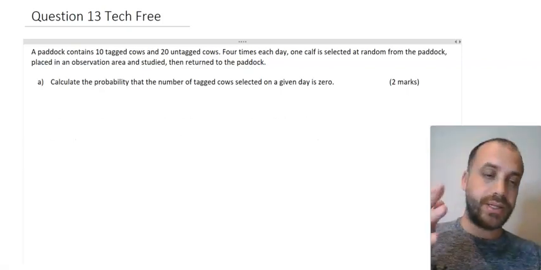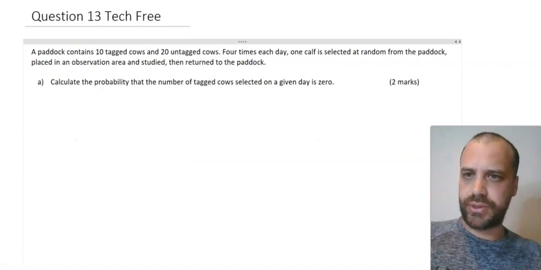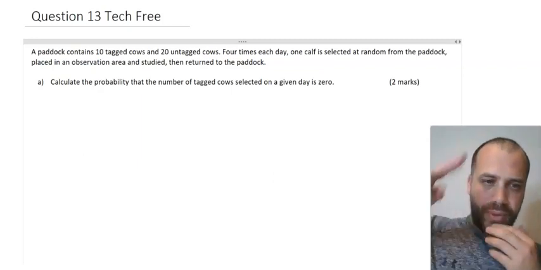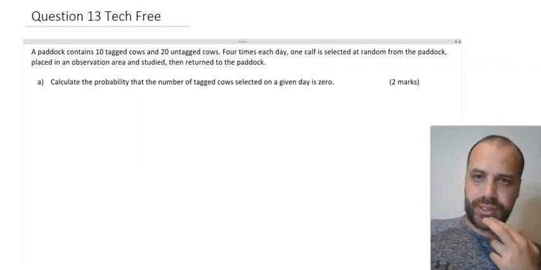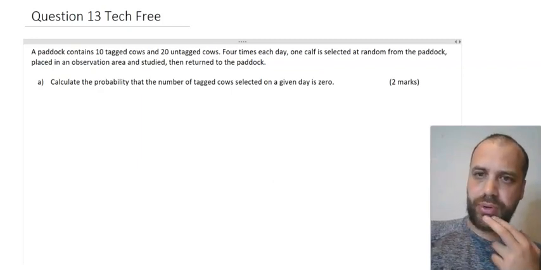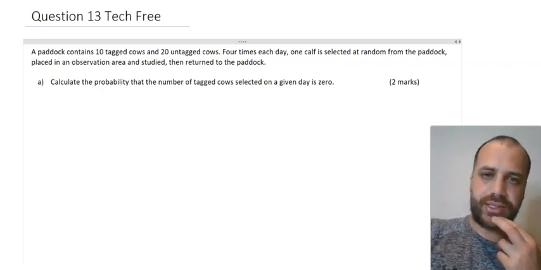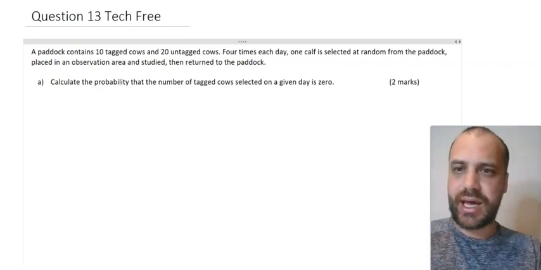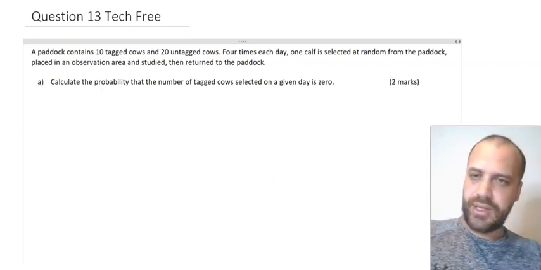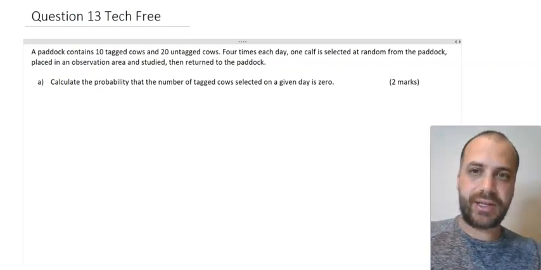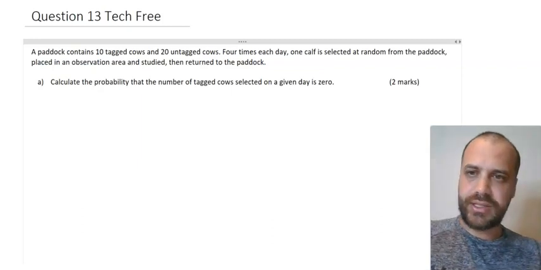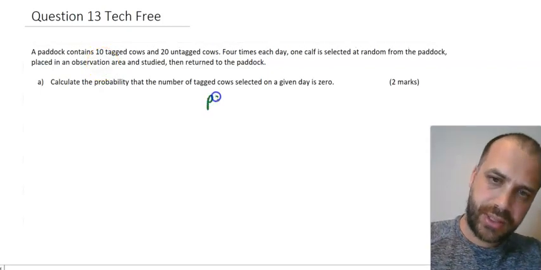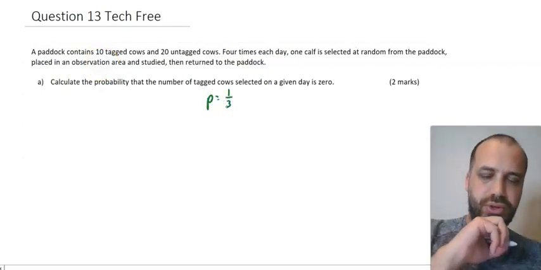Let's go. Now, it's another binomial probability question, right? Because we've got success or failure, tagged cow, untagged cow, and we're going to be going over and over again with these. It says, calculate the probability that the number of tagged cows selected on a given day is 0. So let's make tagged cow a success. The probability of getting a tagged cow, there's 30 cows in total, 10 of them are tagged, so 10 out of 30. The probability of success, P, is equal to 1/3.